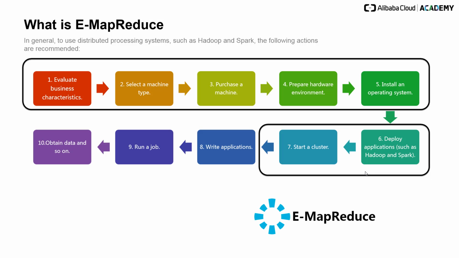E-MapReduce is a customized ECS image for your big data business. It can keep you from going through steps 6 to 7. After purchase, you no longer need to go through any software installation, because they are running well and waiting for you to use them. This is more user-friendly.